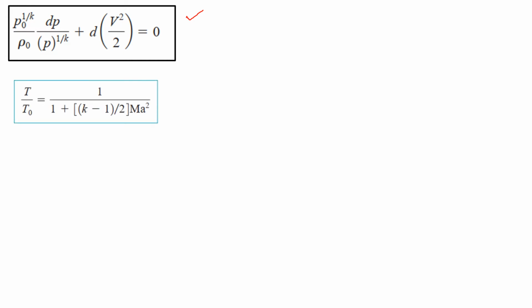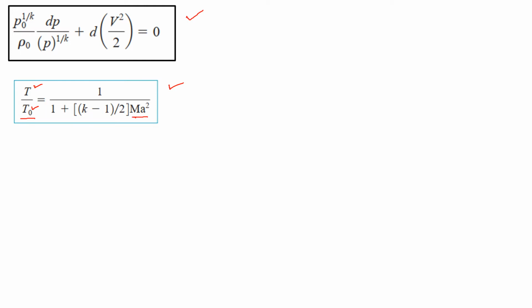So this is the temperature. If we want to find the temperature of a compressible flow inside the converging-diverging nozzle, we can use this equation. This is the temperature inside the nozzle, this is the stagnation temperature, and you now know what the stagnation temperature is.